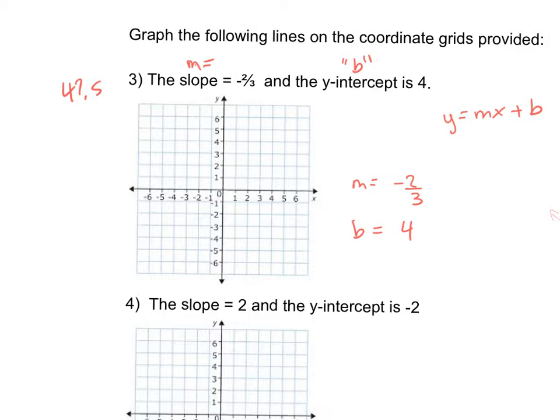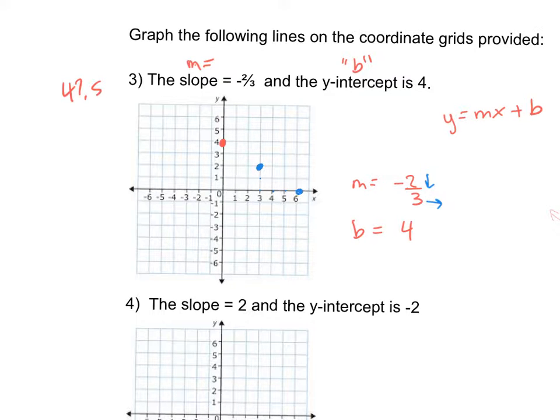Exactly like Blake just said, you begin at 4 on the y-axis. If the y-intercept is 4, you go to the y-axis at 4, and that's where you begin. What do you do after that? You go down 2 and to the right 3. Very good. Your slope is negative 2/3, so you go down 2 units and to the right 3, and then you put your dot there. So down 2 over 1, 2, 3, and that's your point. You could put more down if you wanted.